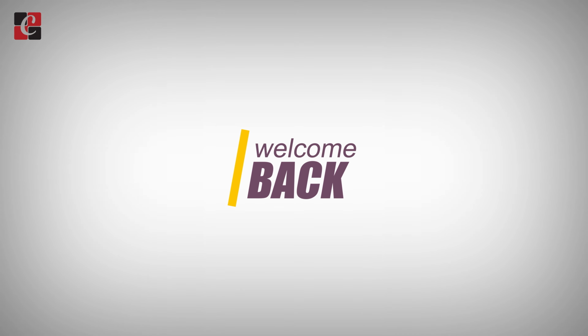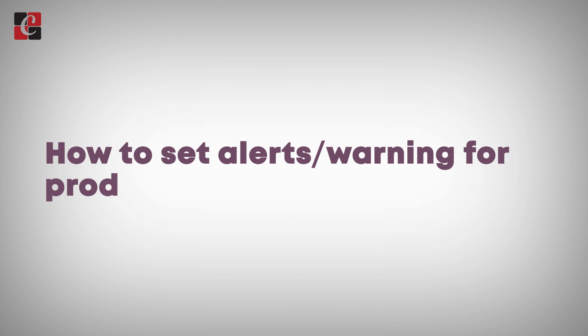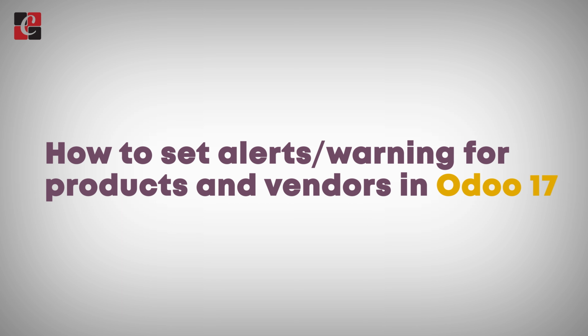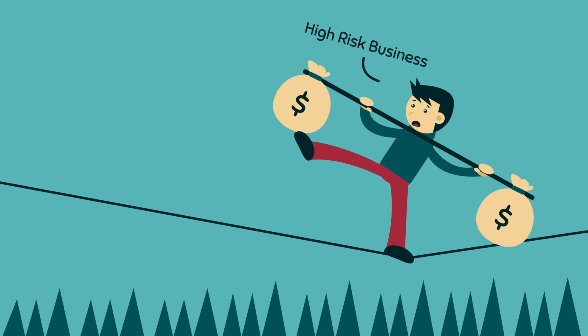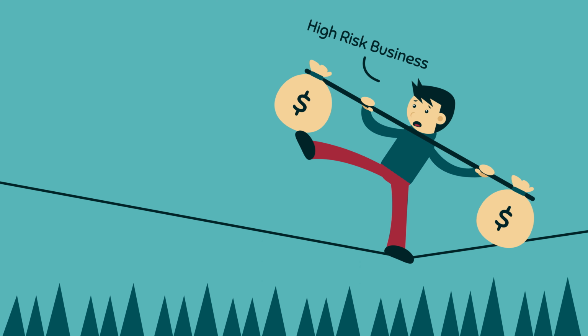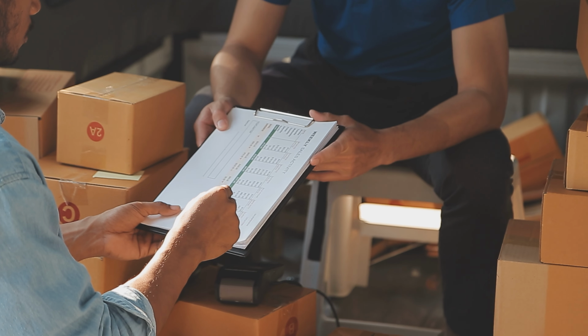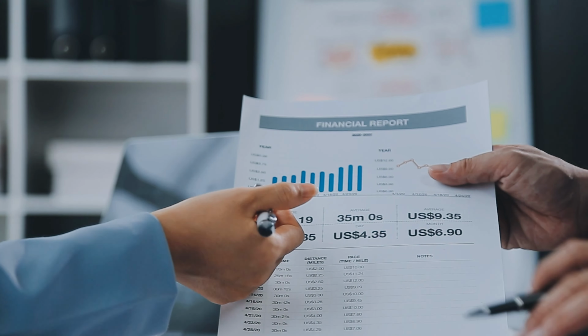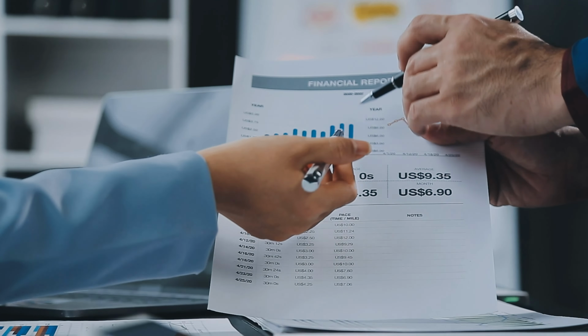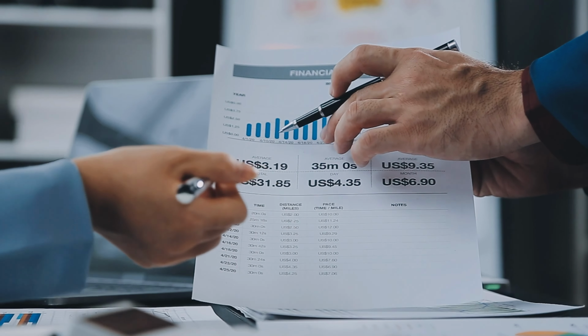Hey everyone, welcome back. In this video, we are going to discuss how to set the alerts or warnings for products or vendors in Odoo 17 purchase module. Vendor warning allows setting alerts for users about vendor issues like credit limit problems or quality concerns, allowing for informed decisions before placing an order.